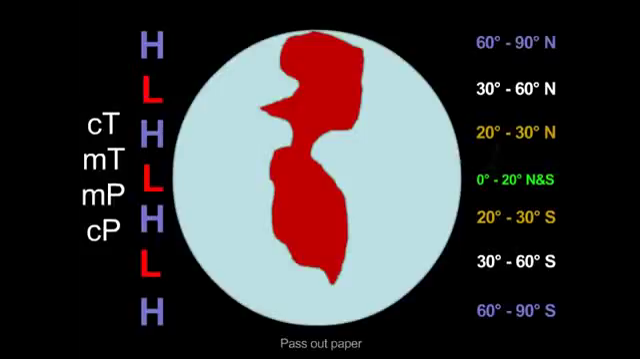Time for a pop quiz. What you're going to do is place various air masses onto this fictitious Earth here that looks like Mr. Burns. The brown area represents land and the blue area represents water.